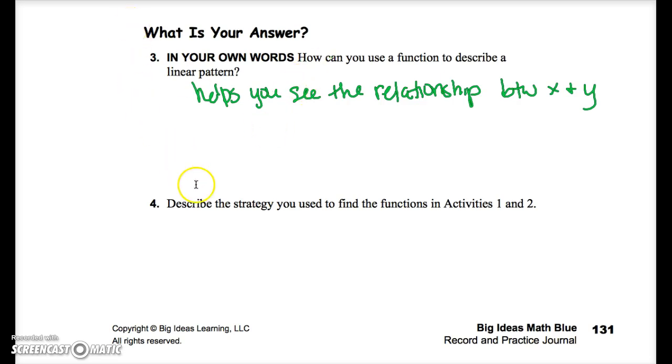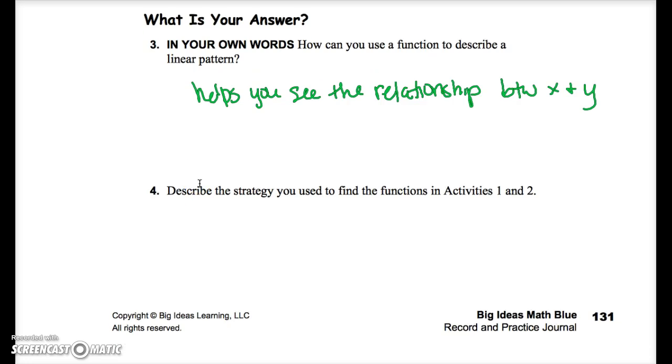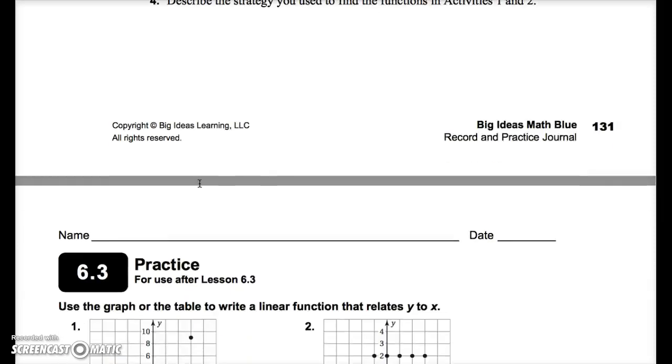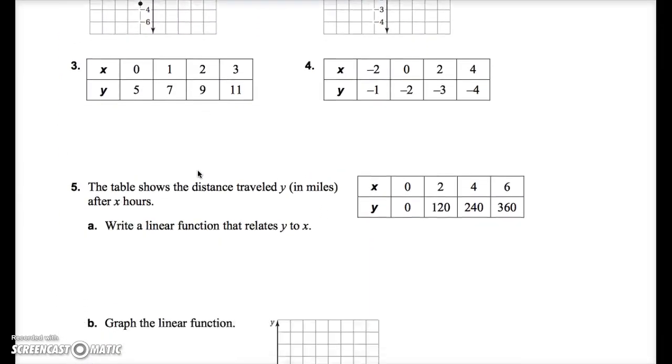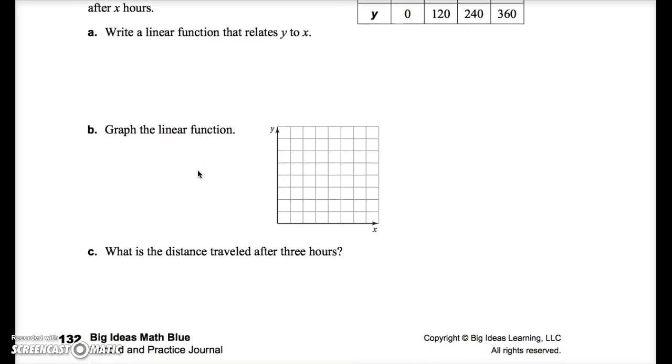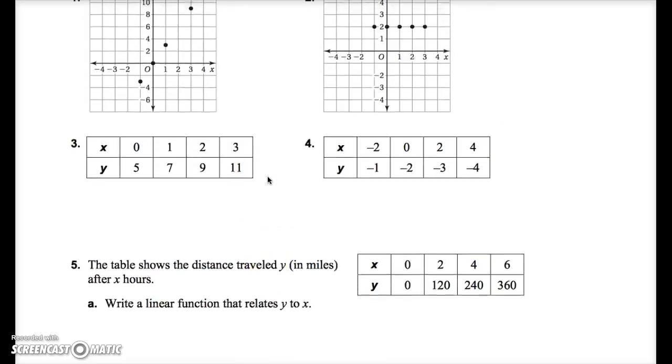Now, your assignment to go with this is going to be over on the next page, page 132. To complete that, you're just writing the function or the equation that goes with it, and then down on 5, you'll actually need to graph that.